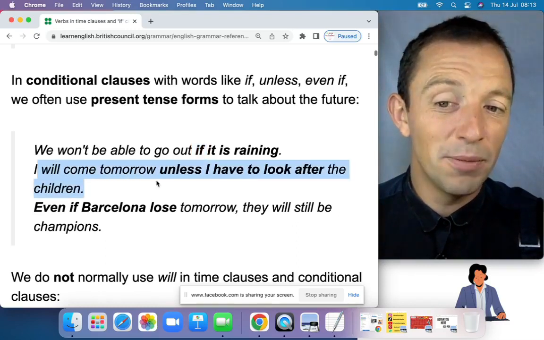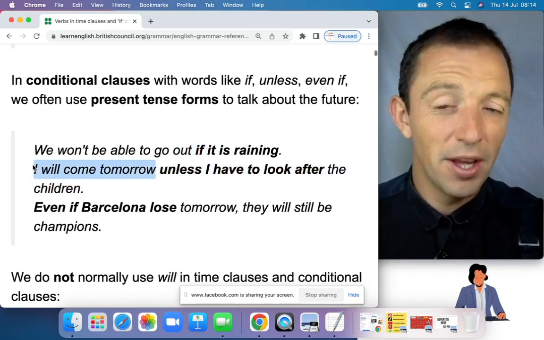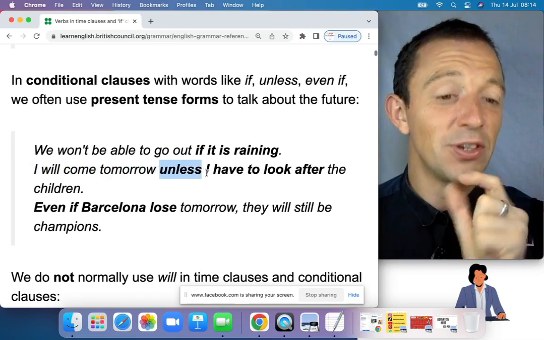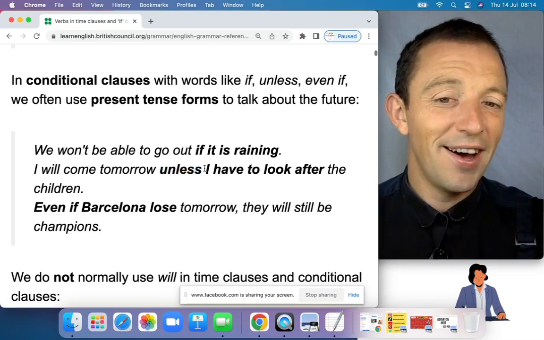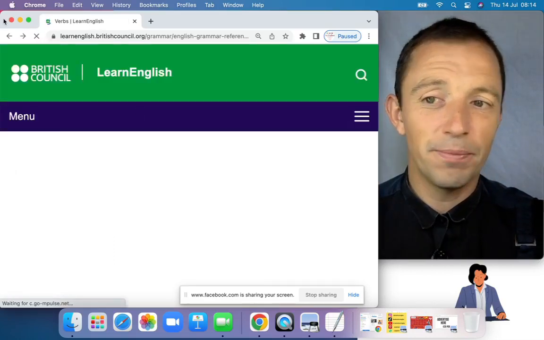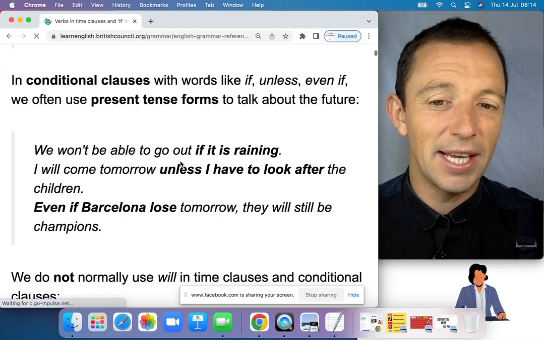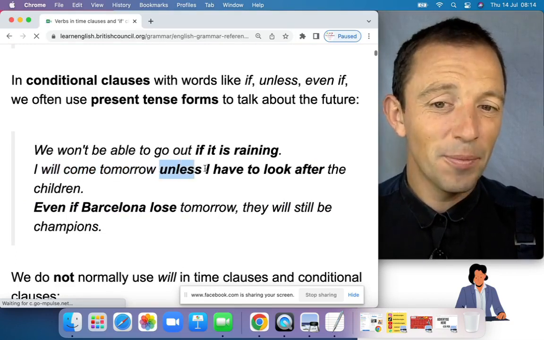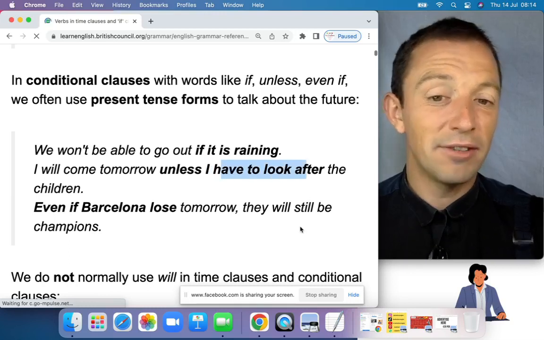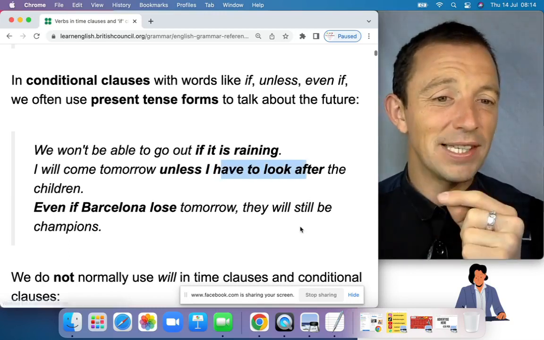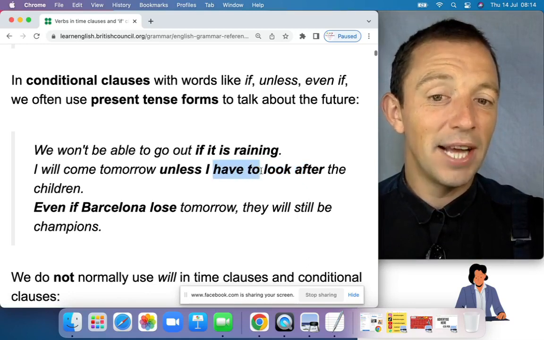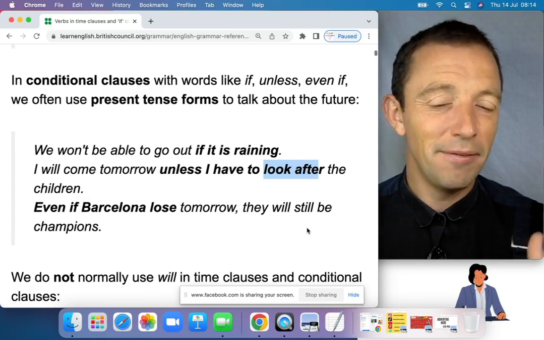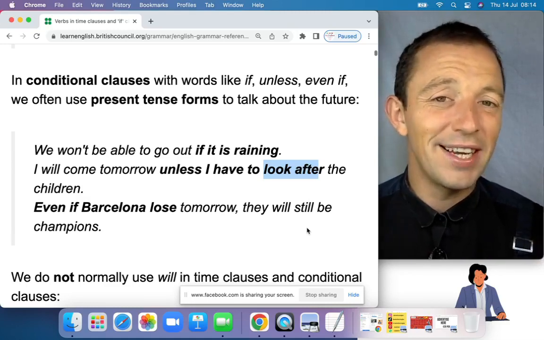I will come tomorrow. Again, this is the future. I will come tomorrow unless, this is the key conditional signal, I have to look, oh, sorry, I pressed the button by mistake. I will come tomorrow unless I have to look after the children. So this again is the present. Have to is an obligation, must. Look after is the modal verb, take care of, and the children is the plural irregular.